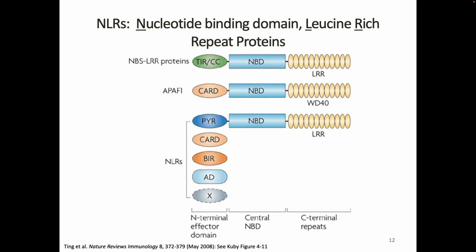But it does tell us some interesting things about the NLRs. One of the things it tells us is that NLRs have leucine-rich repeats, and you can see the leucine-rich repeats drawn here. Have you ever heard of leucine-rich repeats before?